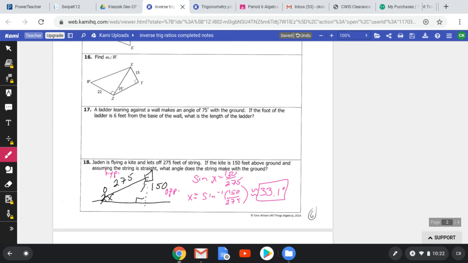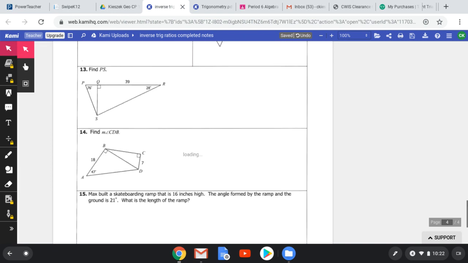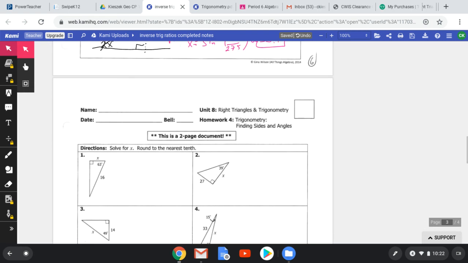And that, ladies and gentlemen, is how you deal with problems that are finding missing angles. So now in this packet here, I would like you, might as well just continue the theme here, to do the evens on this page here.